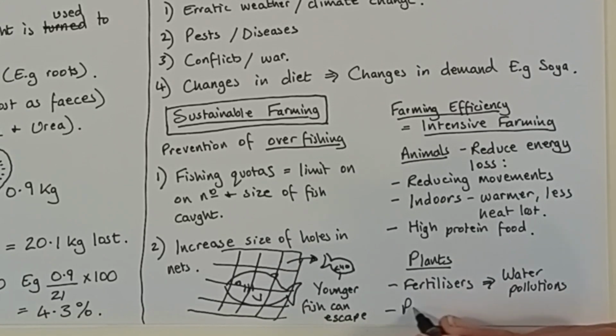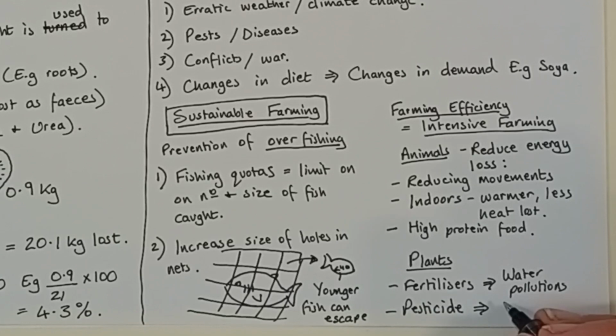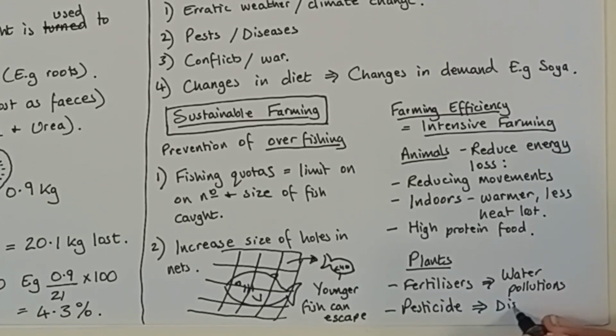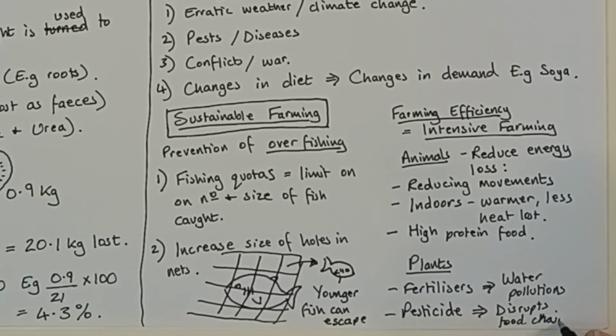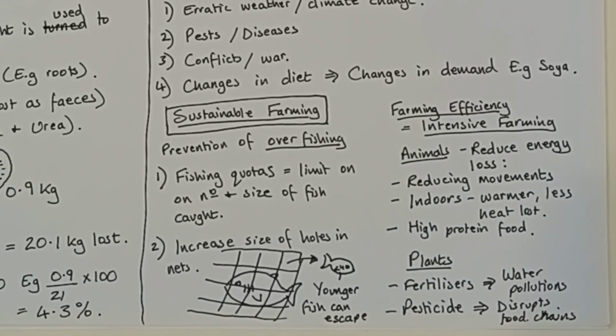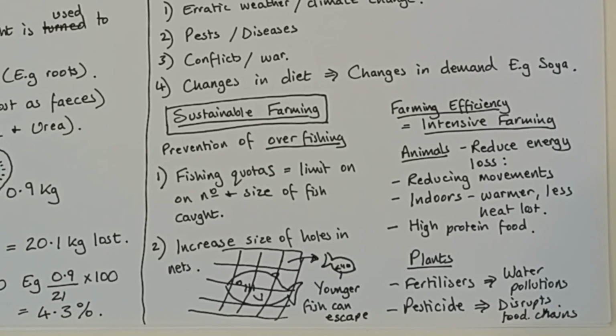And also pesticide use. So that's to kill weeds, herbicides, but also insects. And particularly, the killing of insects disrupts food chains. It means that other things get eaten instead, causing issues in other areas.